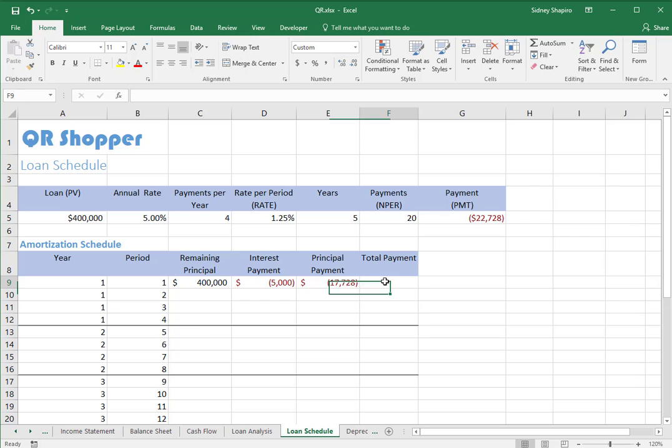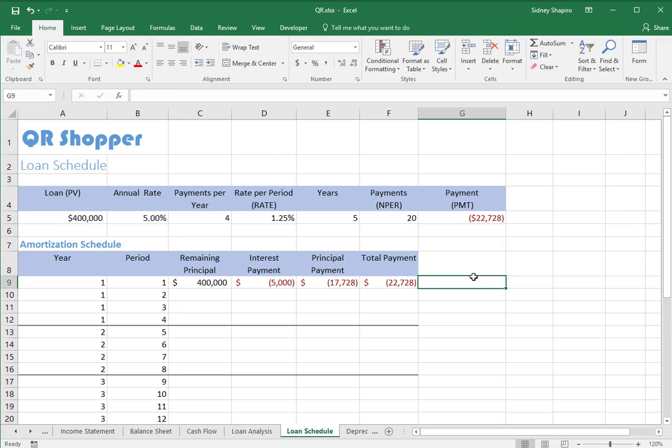And then finally, let's add these two together. So close, that almost worked. Let's just put in addition. There we go. So we could see that this 22,728 is equal to this one, which means that we're paying the right amount per period.